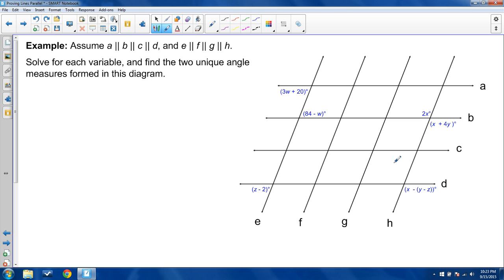What I need to do is find 2 sets of matching variables where I can make an equation true. Like these two guys right here, 3w plus 20 and 84 minus w.